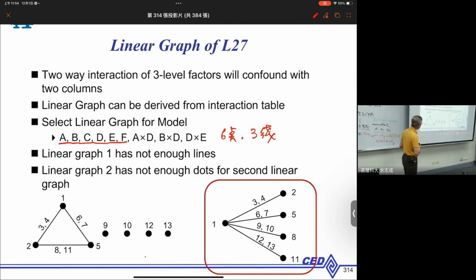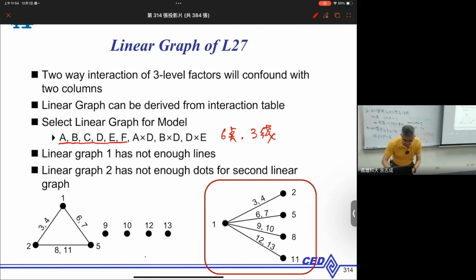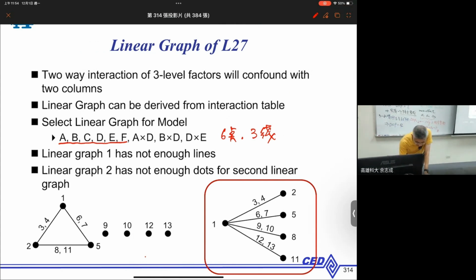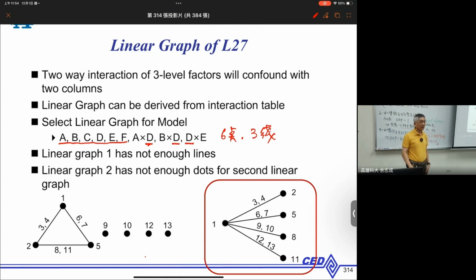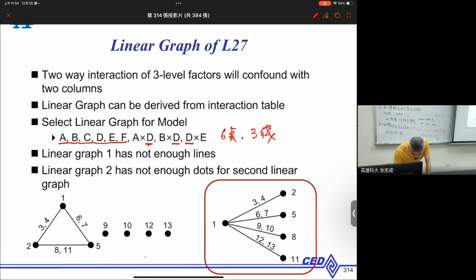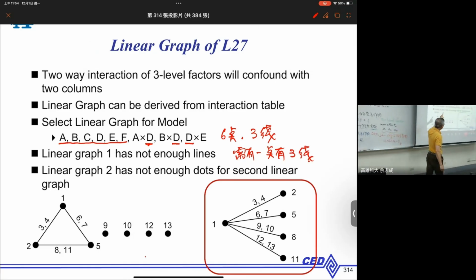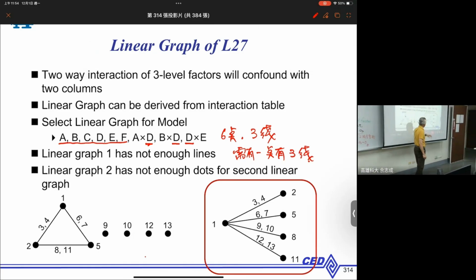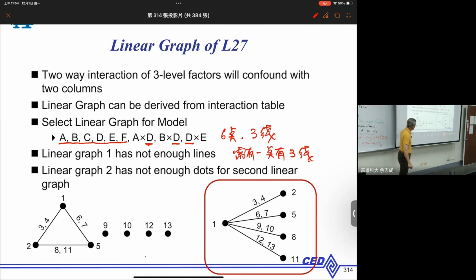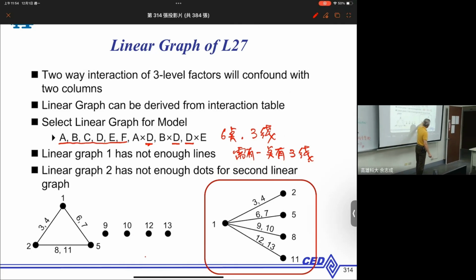But let's look at the interaction again. In this example, factor D happened 3 times in the interactions. So we need to have a dot with 3 lines, right? So this is not good. We need to use this one, one dot with 3 lines.